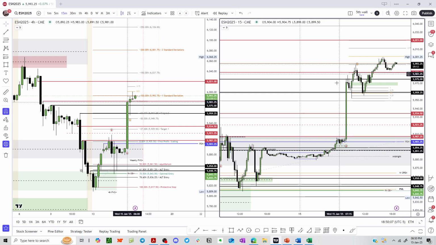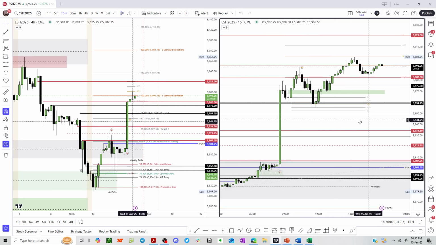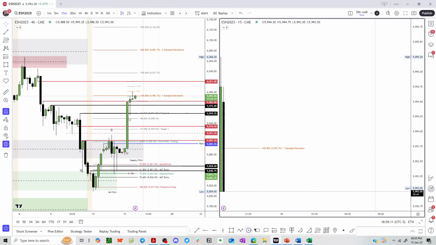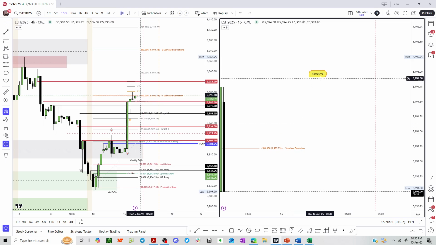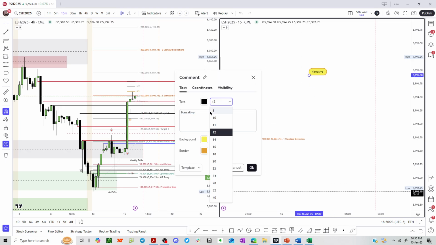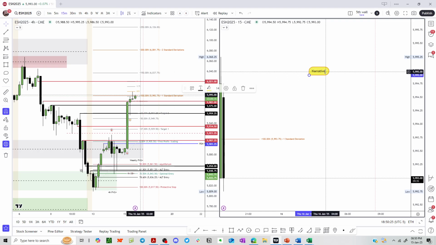The one thing about trading these concepts is you want to know the narrative. All right, it's kind of big already, but whatever. Narrative is what? One, it's where is price coming from?